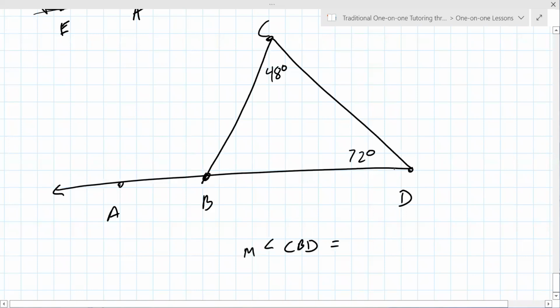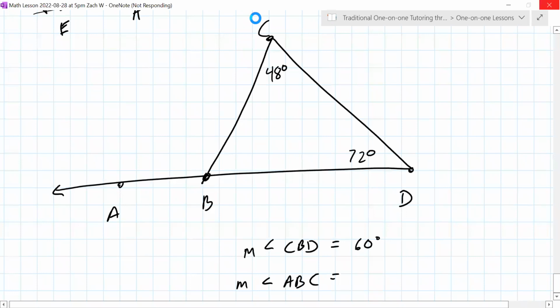All right. CBD, 48 plus 72. B would be 60 degrees. Yes. And then what's the measure of angle ABC? That's the one, or this other one here. If I know it's 60 and 48, then that's 108 minus 180. 172 would be for A, or 172 degrees.